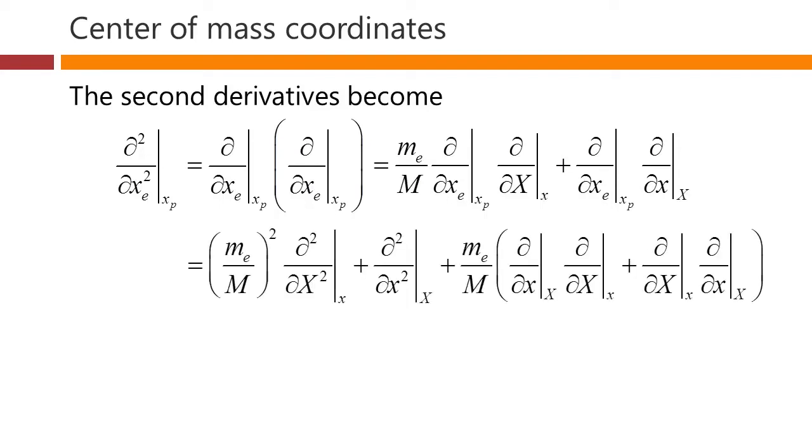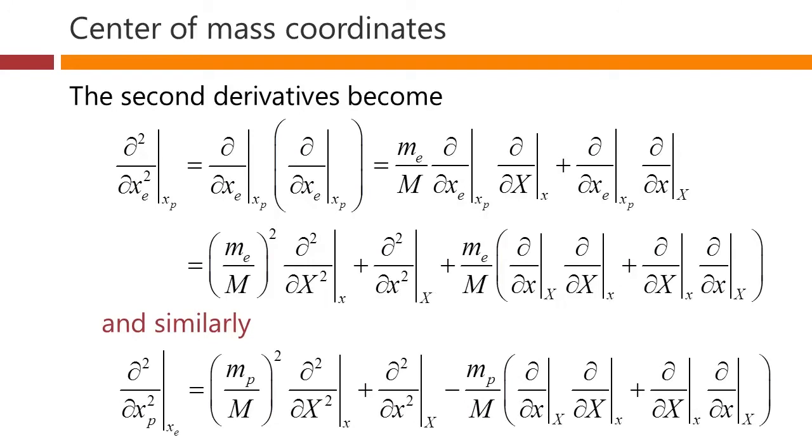And we need to work that through, substituting for d by dxe at xp held constant in both of these terms here. We know how to do that. We just worked that out. And if we multiply that all together, we get this expression here. Again, a little daunting, but it's straightforward. And now all our partial derivatives on the right-hand side are in terms of little x and big X, with little x or big X held constant appropriately.